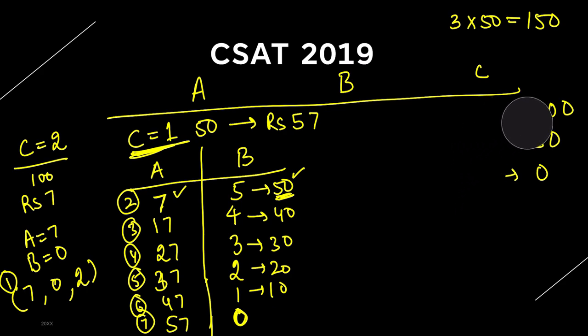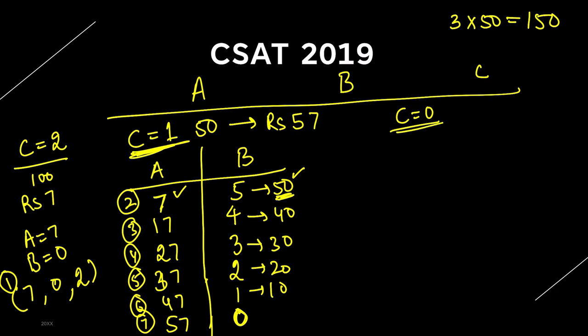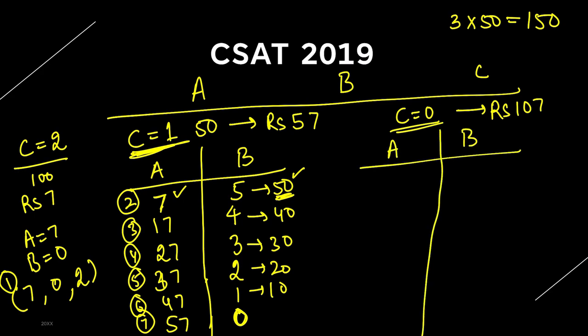We have seen how many cases are possible till now? 7 cases. Now the third case is when I take nothing from the 50 rupee note. Then what will I be left with? I have to make 107 using 1 rupee notes and 10 rupee notes. Now I will again make a table of A and B. Tell me, can I take 11 notes of 10 rupees? No, because that will make it 110. So I can take a maximum of 10 notes.